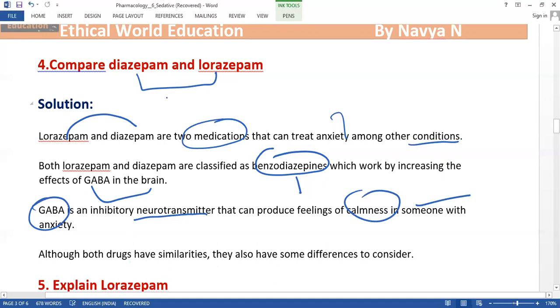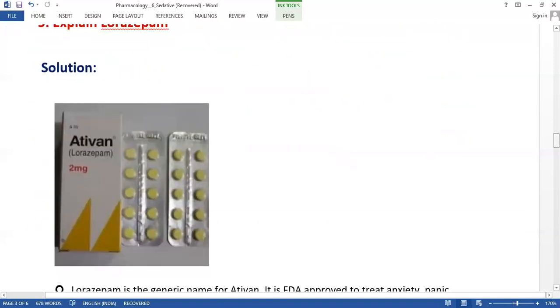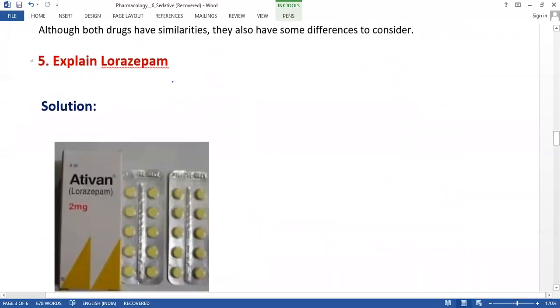Although both drugs have similarities, there are a few differences. Let us know what those differences are. Before that, let us know the drug lorazepam. Let us know a few points about lorazepam. As we can see in the name, this stands for Ativan. So we call this Ativan, lorazepam.